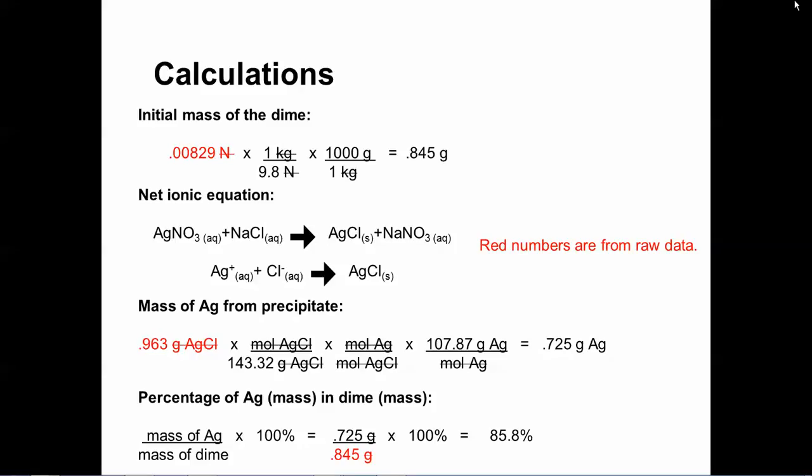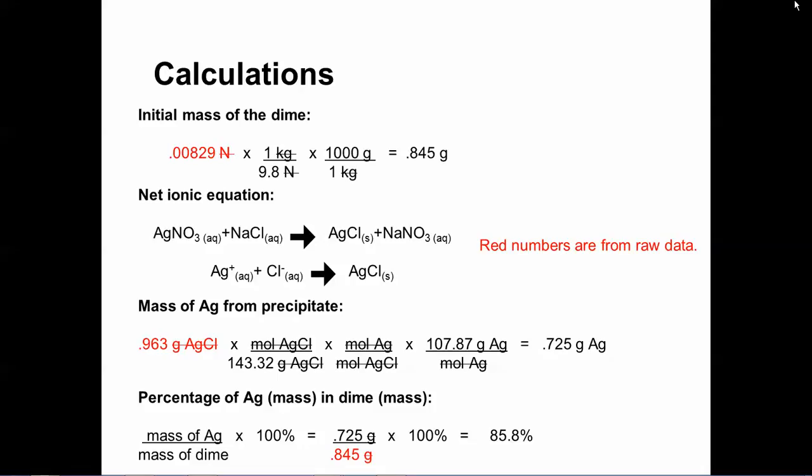So to find the initial mass of the dime, we must first convert the amount of newtons, which we got was 0.00829, and we will get 0.845 grams. Next, we have to write out the net ionic equation, which is Ag+ + Cl- giving AgCl.